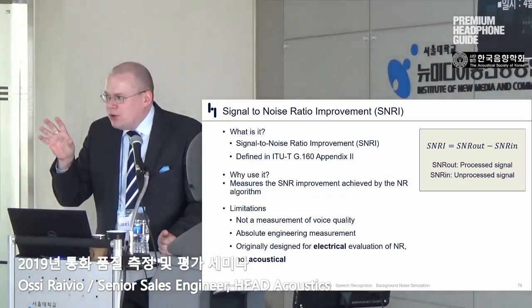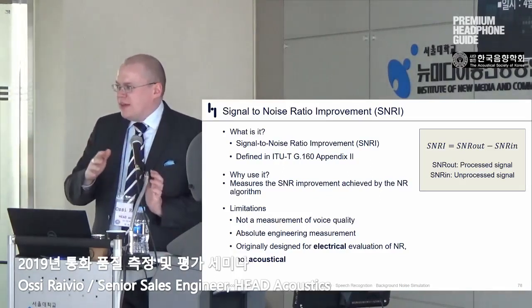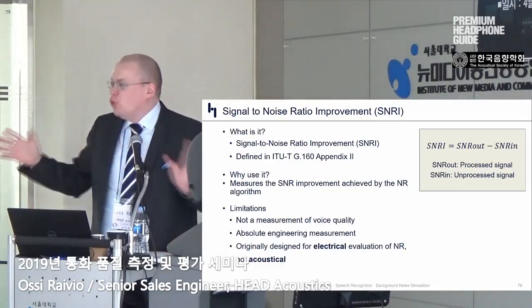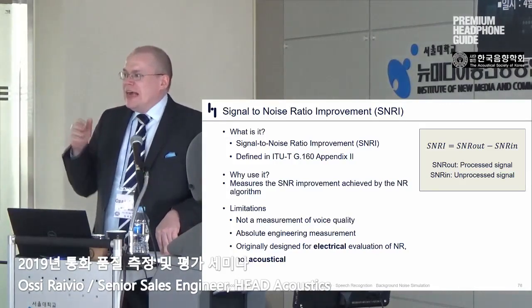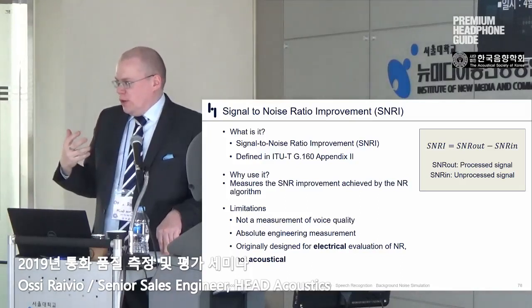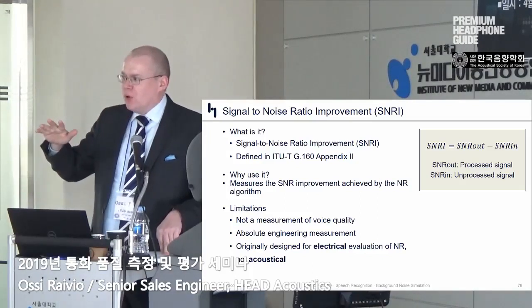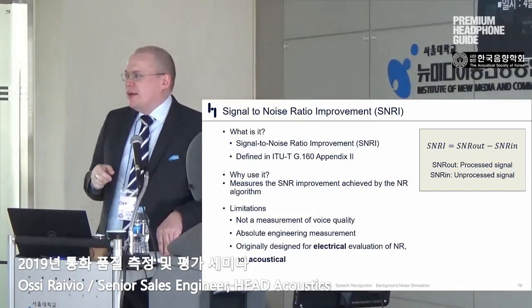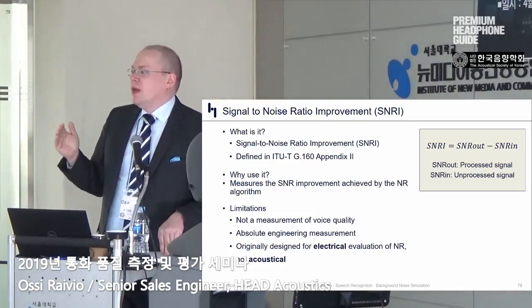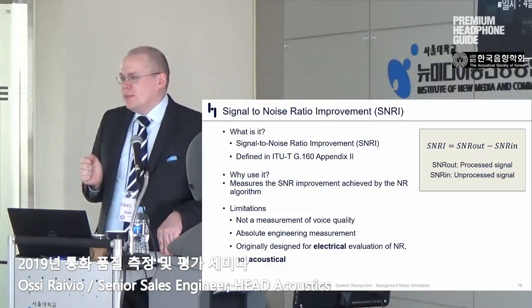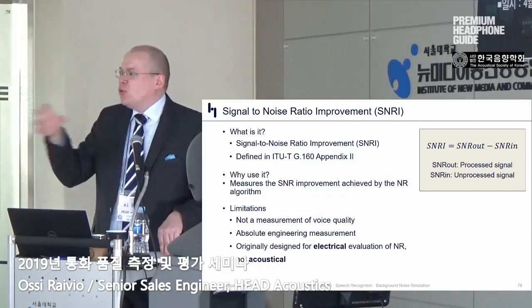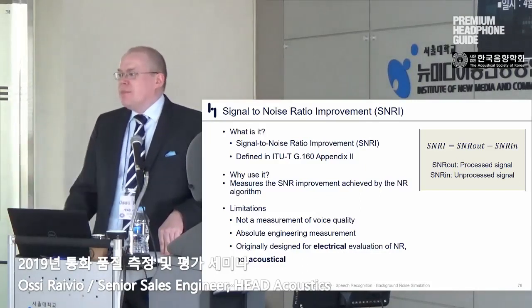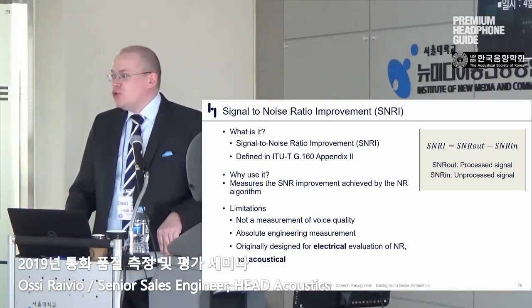You have a very small difference between two devices, but the SNRI scores could be very much different. So sometimes in the acoustical case, the SNRI is reacting too much. When you're listening to the signal, there is just a very small difference, but when you're calculating the SNRI, you might have several dB difference in the results. This is simply the result of the fact that SNRI was originally made for the electrical case, for network noise cancellers. And then somebody got the idea, well, if it works for network, it should work for terminals.